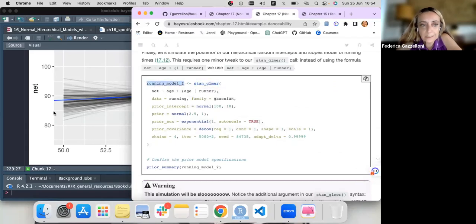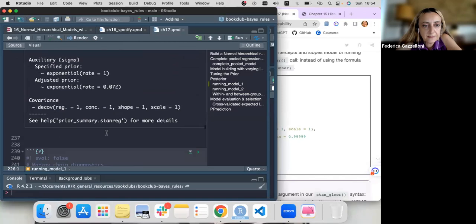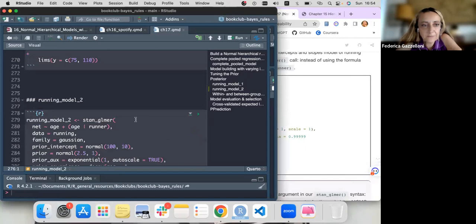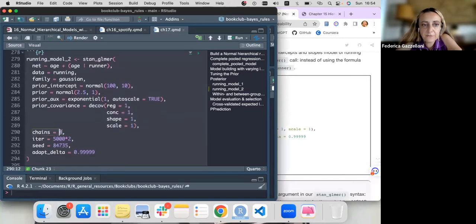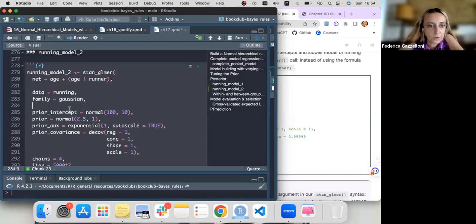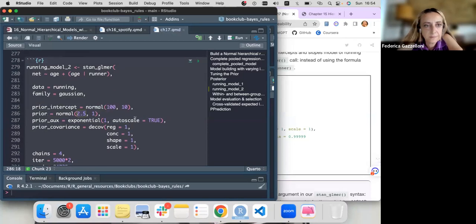This is model two, the last model that we got here. We did model one, and model two takes a very long time. They have four chains and it's very heavy. Here we don't have a prior set to zero. Okay, so let's go to model one.